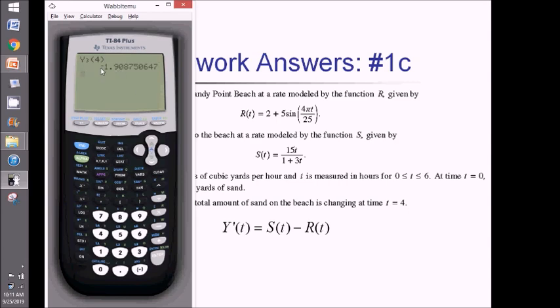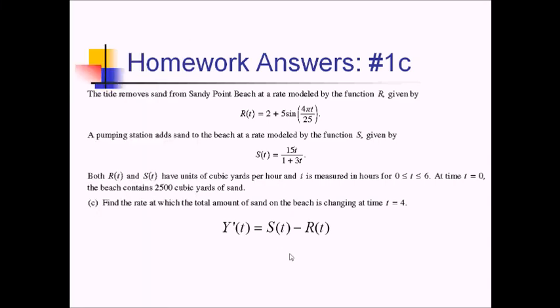We get negative 1.909. What are the units on this? Well, this is the rate at which the amount of sand is changing with respect to time. So this is going to be the same units as R and S, cubic yards per hour. So negative 1.909 yards cubed per hour.